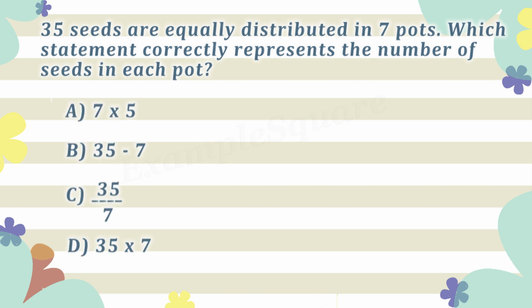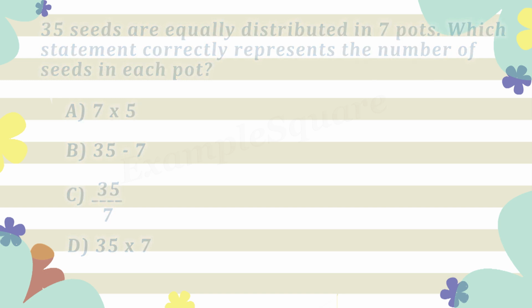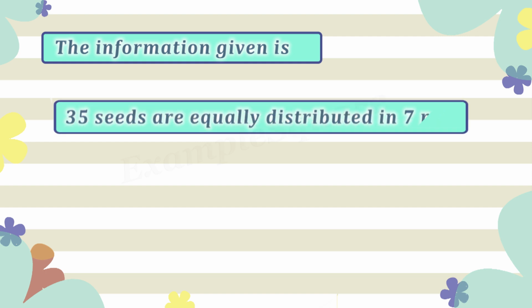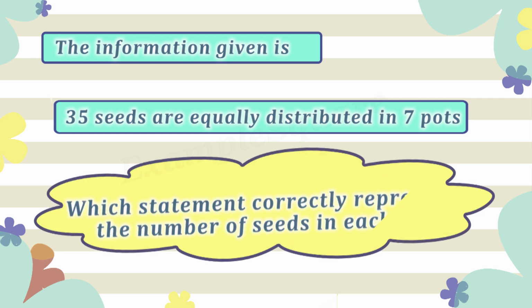35 seeds are equally distributed in 7 pots. Which statement correctly represents the number of seeds in each pot? The information given in the question is that 35 seeds are equally distributed in 7 pots. It is asked which statement correctly represents the number of seeds in each pot.